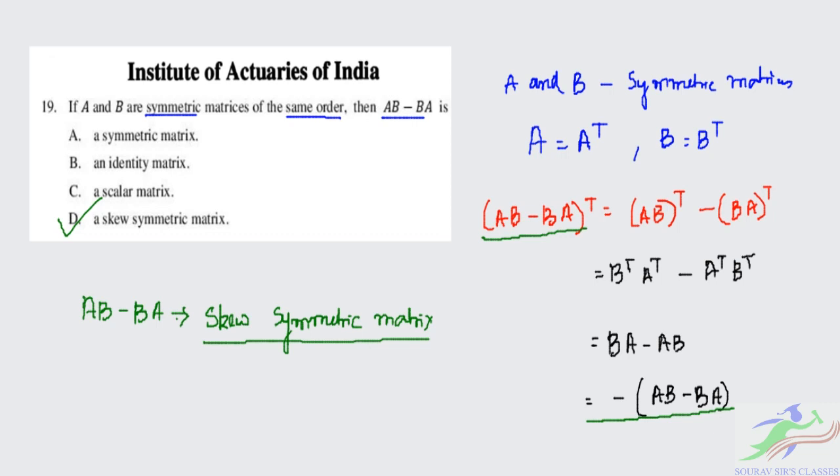Now let's move to question 20, which is also the last question in the mathematical section. In question 20 we have to find the inverse of this matrix M. We know the inverse of a matrix is the adjoint of the matrix divided by the determinant of the matrix. First of all, M is given, a 3 by 3 matrix: 2 1 3, 4 minus 1 0, minus 7 2 1.